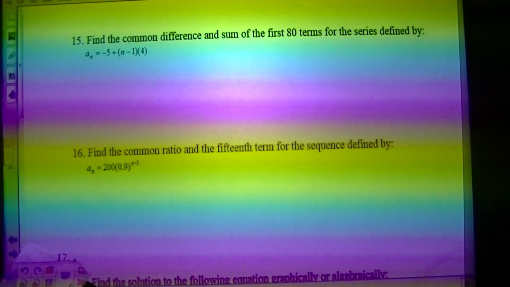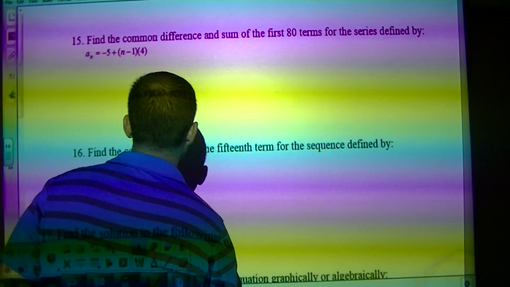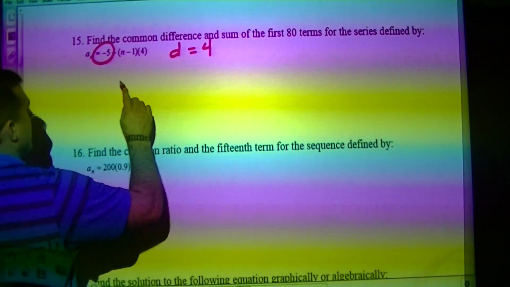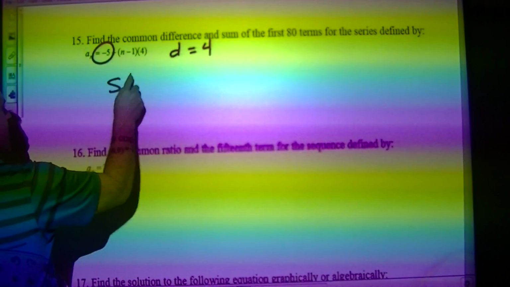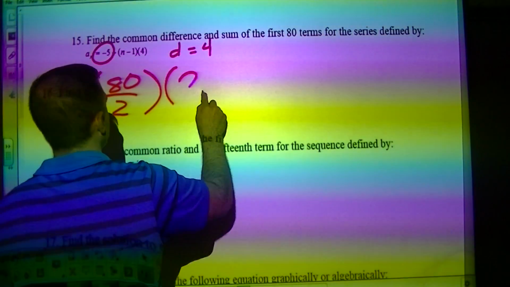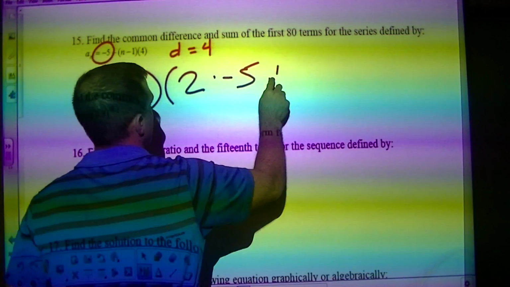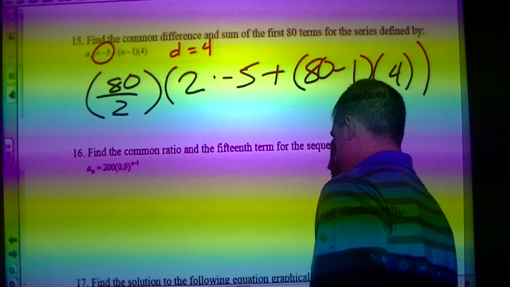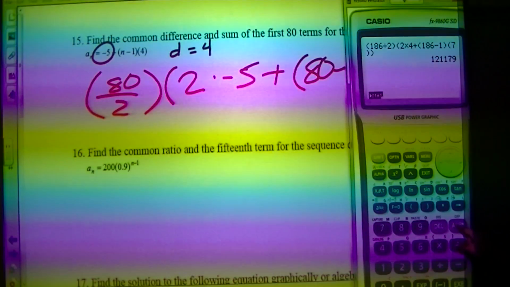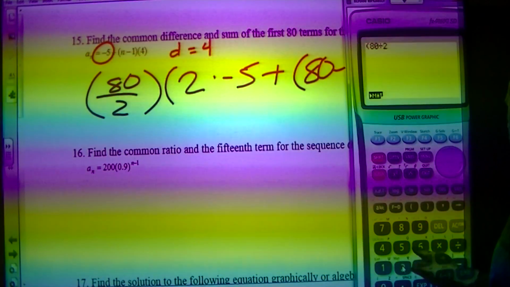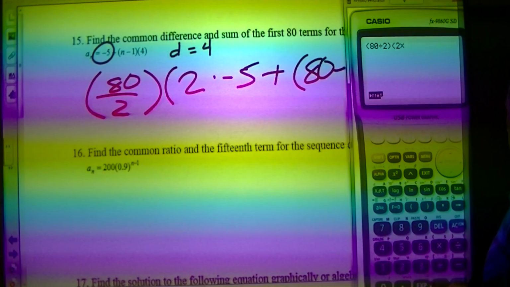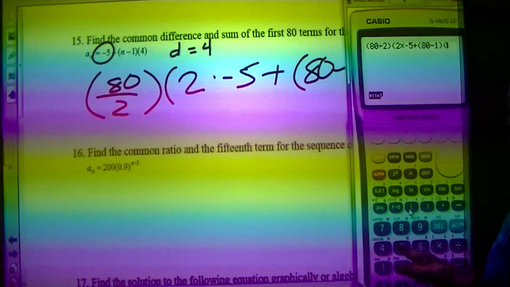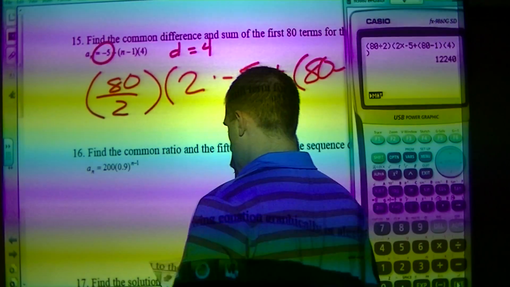All right, find the common difference and the sum of the first 80 terms. Okay, well that's pretty easy. That's my first term, and my common difference is 4. If I'm doing 80 terms, that's 80 over 2, times 2 times negative 5 plus 80 minus 1 times 4. Extra set of parentheses. Okay, 80 divided by 2 times 2 times negative 5 plus 80 minus 1 times 4. 12240.